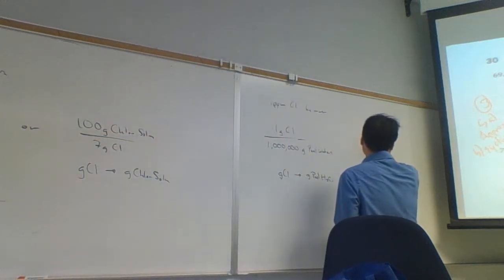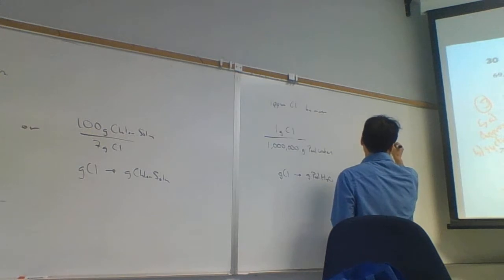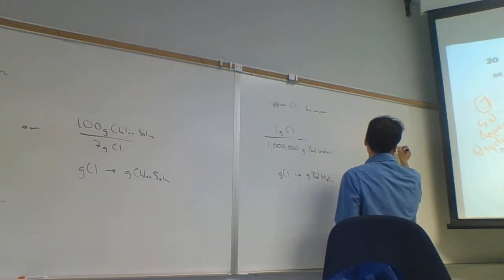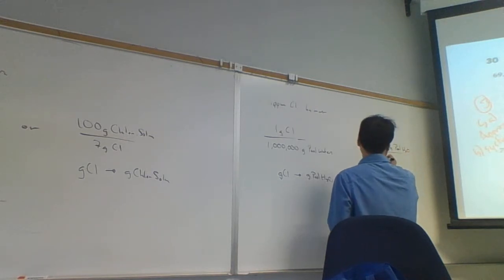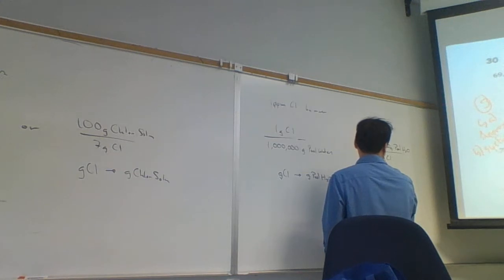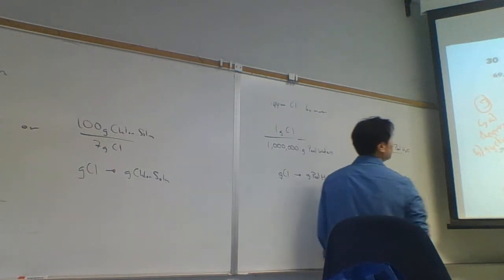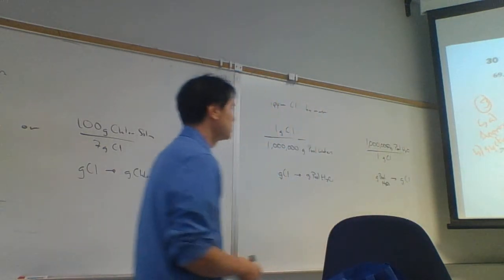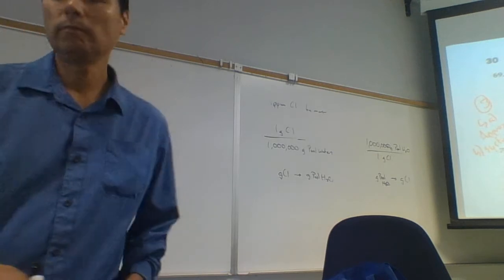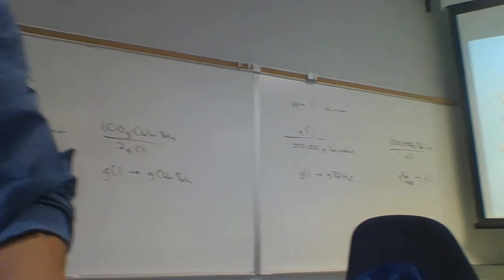Or if I had a million grams of pool water, then I would need 1 gram of pure chlorine. And so this goes from grams of pool water to grams of pure chlorine. Okay, let's go on to the next one. The next one, what do you have?